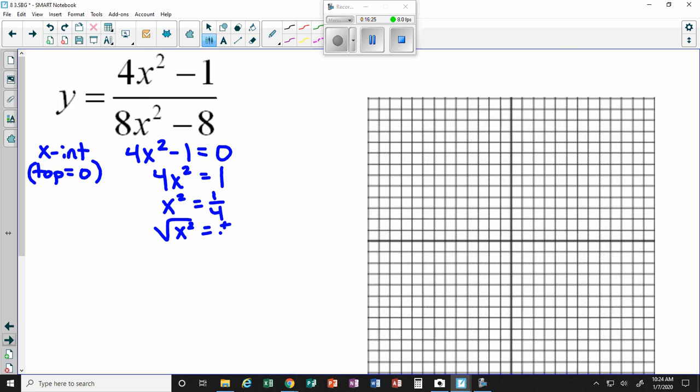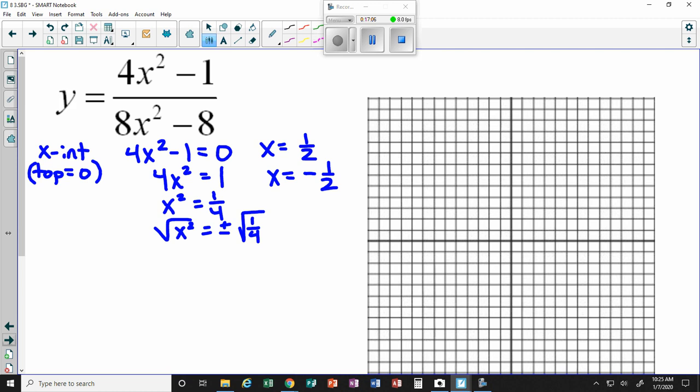So it's plus or minus the square root of 1/4. I'm going to have two answers, positive and negative. What is the square root of 1/4? Do the square root of the top. The square root of 1 is 1. What's the square root of 4? 2. So I have 1/2 and negative 1/2. I got both of those.